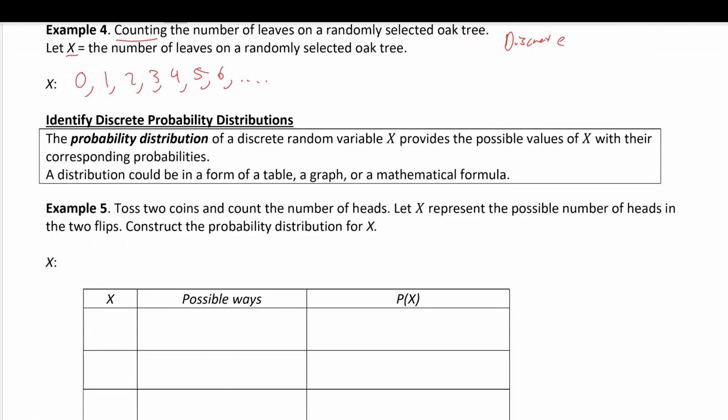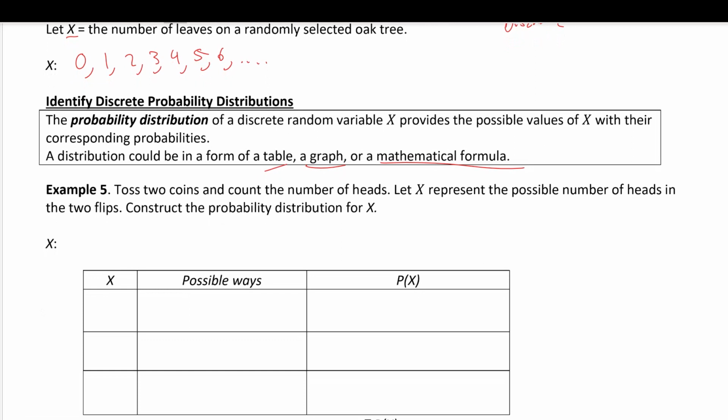Okay, let's talk about a probability distribution. We did kind of allude to this in the previous chapter, but it's good to go over this one more time. The probability distribution of a discrete random variable x provides all the possible values of x with their corresponding probabilities. A distribution could be in the form of a table, a graph, or some sort of mathematical formula, which we'll see in the next chapter when we start talking about binomial distributions.